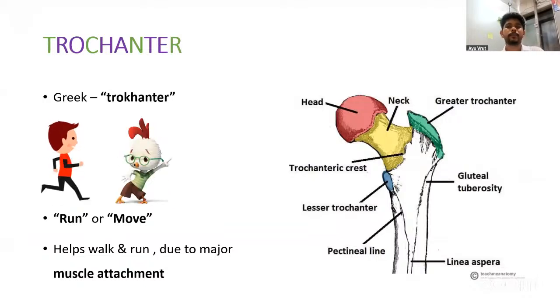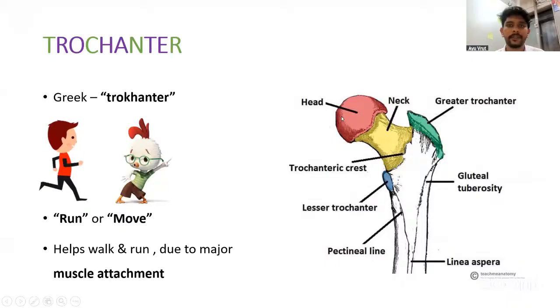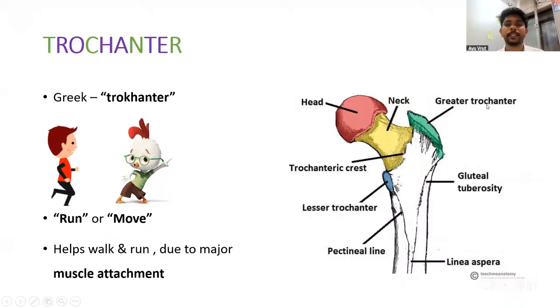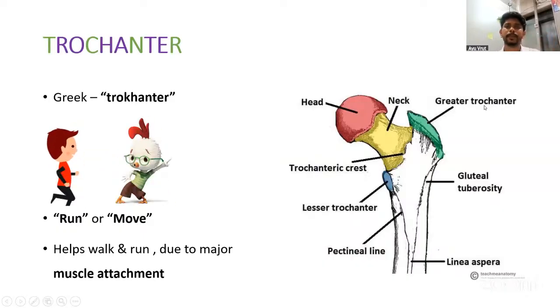So we come across many technical terms. Like head of the femur, okay, we understand, it is the head. The neck of the femur, okay, we understand, it is the neck of a femur. But trochanter is a word whose meaning not everyone will know. So it is very simple.